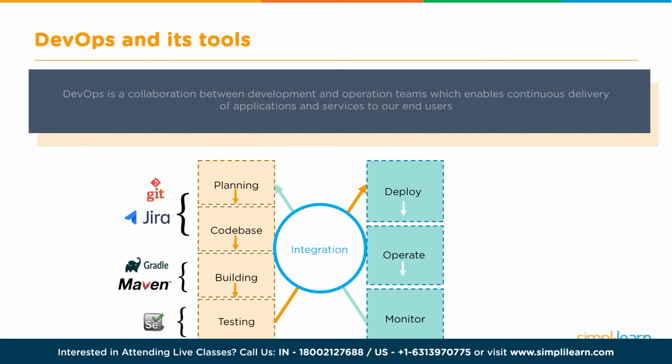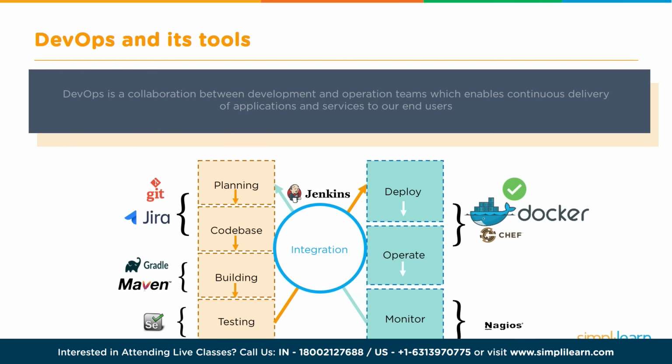Testing, we use Selenium. The integration between dev and ops is through tools such as Jenkins. And then the deployment operation is done with tools such as Docker and Chef. Finally, Nagios is used to monitor the entire environment.